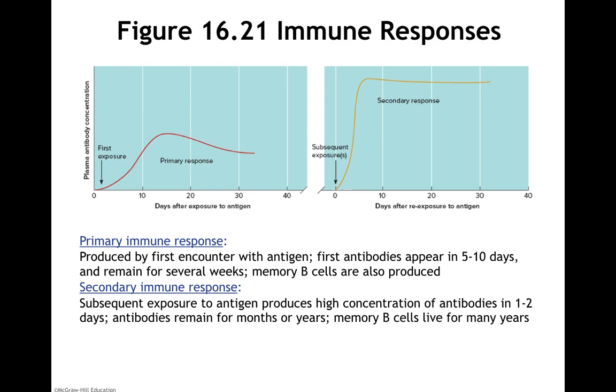So a primary immune response is produced by the first encounter with the antigen. First antibodies don't appear for 5 to 10 days. They remain for several weeks, and some memory B cells are generated. In a secondary immune response, the next exposure to an antigen gives you a stronger and faster response. You get higher concentrations of antibodies, and they appear within 1 to 2 days. Those antibodies remain for months or years, and memory B cells can live for many, many years.